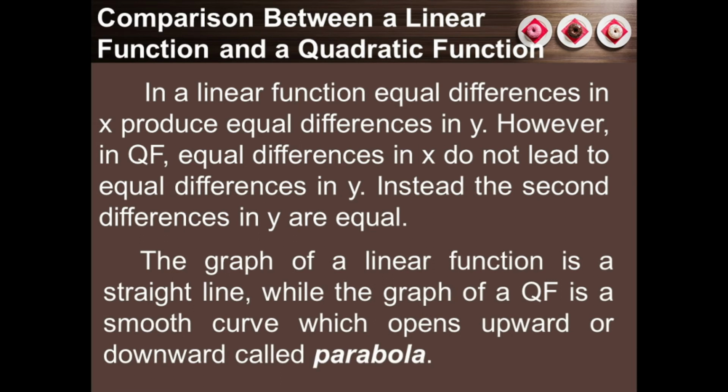The graph of a linear function is a straight line, while the graph of a quadratic function is a smooth curve which opens upward or downward, which is called a parabola. So take note, the graph of a linear function is a straight line, while for a quadratic function, it is a parabola.